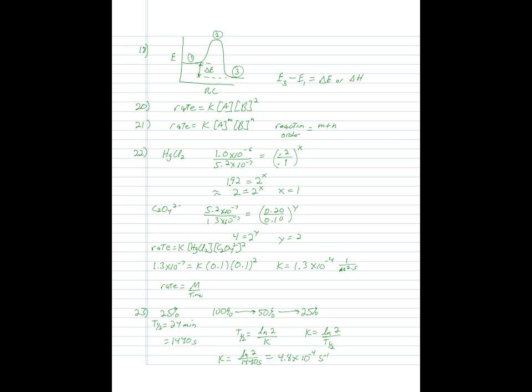Let's see, that was 24, 25. Okay, it's D, bromine. Remember, a catalyst is something that shows up first as a reactant, then gets spit out as a product. Opposite from the reaction intermediate. Let's see, 26.